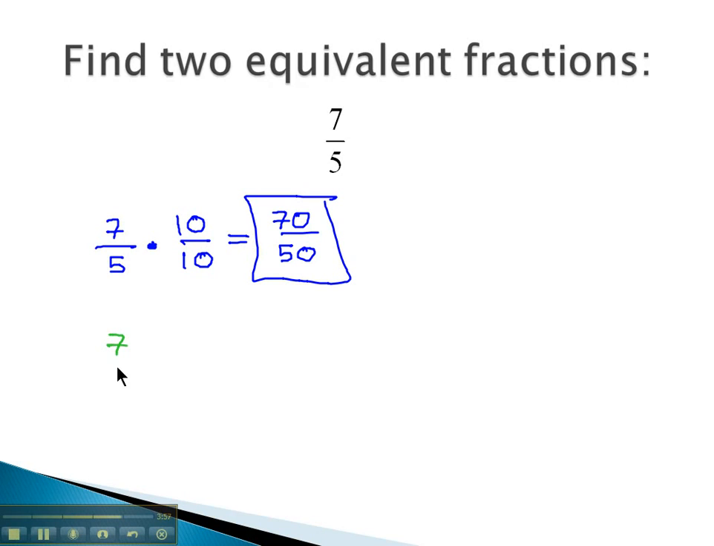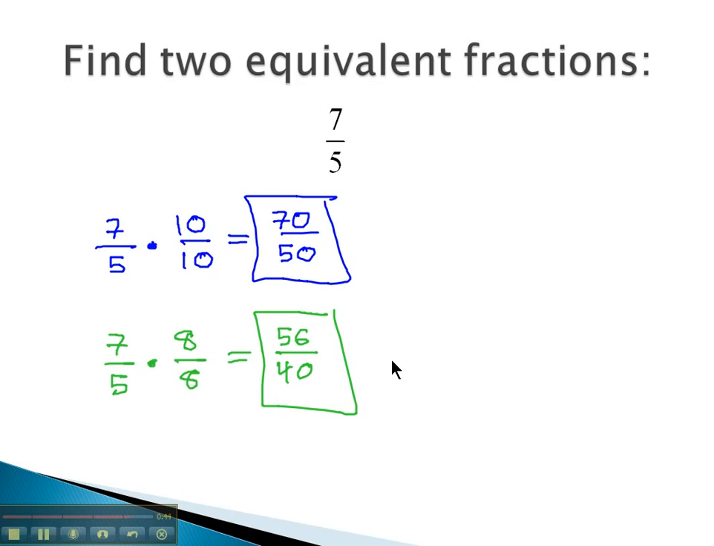We could find a second equivalent fraction by taking 7/5 and multiplying by something else. How about 8 over 8? Same thing on top and bottom. That's all that matters. 7 times 8 is 56, and 5 times 8 is 40, and we have another fraction that's equivalent to 7/5, just looking different, but having the same value. We can find these equivalent fractions by multiplying by a 1, which is a fraction with the same value in the numerator and denominator.